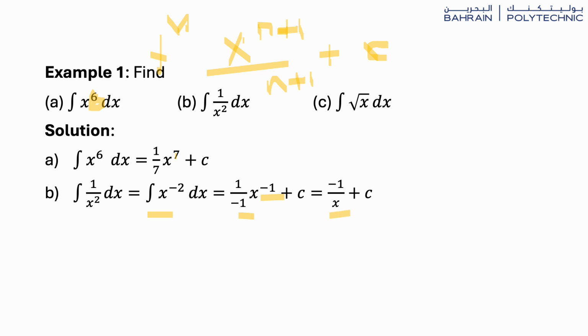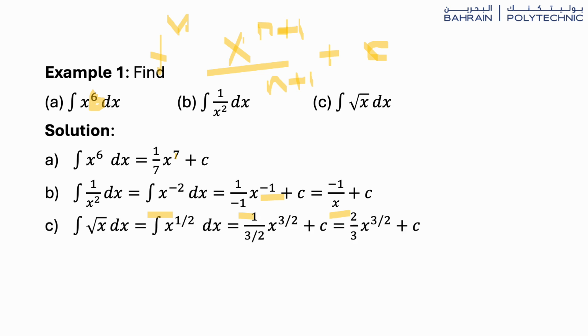For the last one, we know that the square root is just the power half. We have to recall that the square root is just x to the power half. So our n in this case is half. Half plus 1 will be 3 over 2. So we have to divide also over 3 over 2.